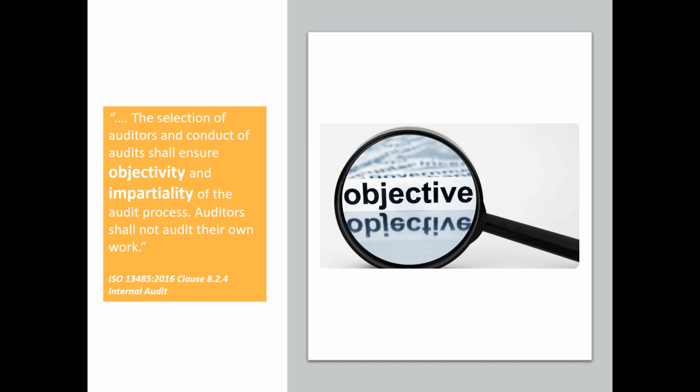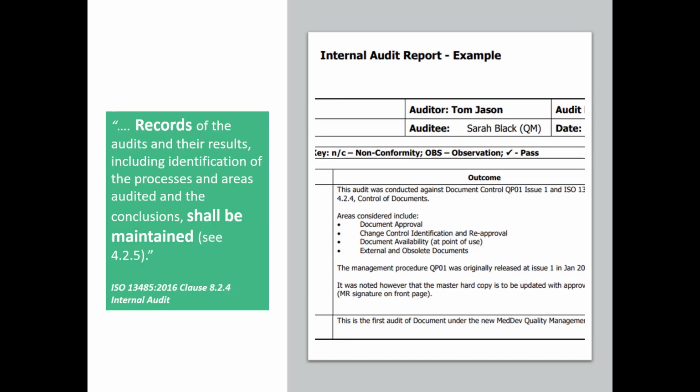You're not going to pick up errors. It's highly unlikely in your own work. So in the standard, it states that your auditors should be objective. It also states within the standards that records have to be maintained. And this is for everything in quality management.